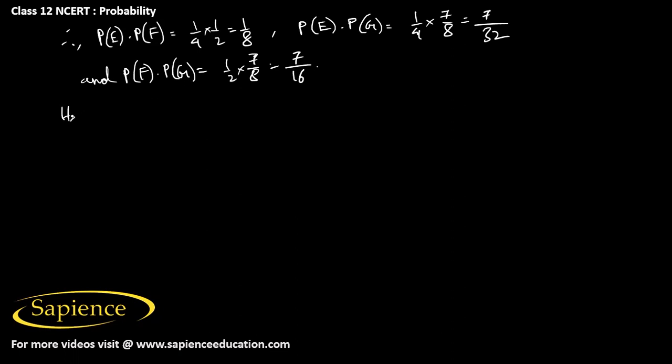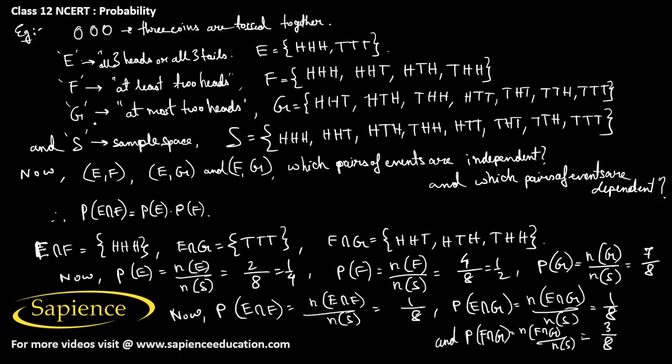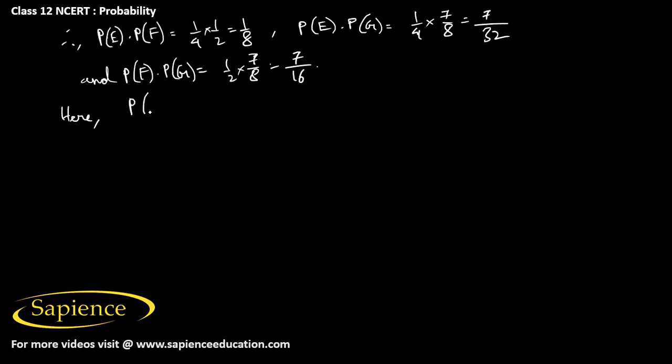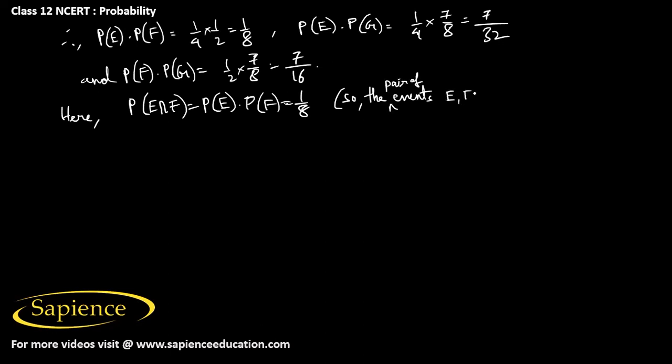Now here we can observe that P(E intersection F) is coming the same as P(E) times P(F), that is equal to 1 by 8. So we can say that the pair of events E and F are independent. They are independent events.